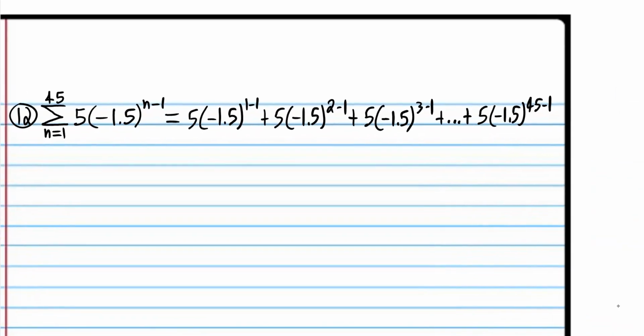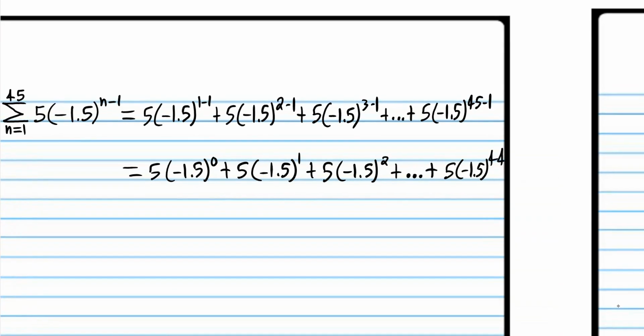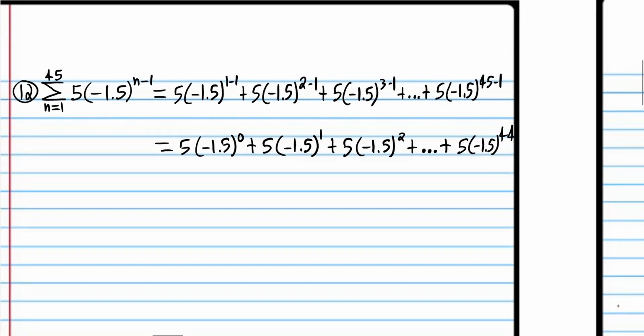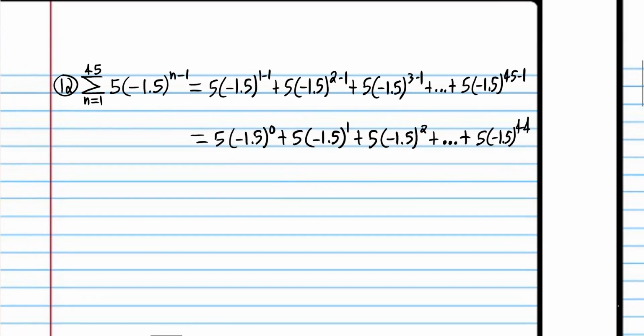So we have 5 times negative 1.5 to the 0 power plus 5 times negative 1.5 to the first power plus 5 times negative 1.5 to the second power, and we just keep going on and on. And then we have the 44th power. So let's simplify this a little bit. Again, we're just trying to figure out what type of sequence this is.